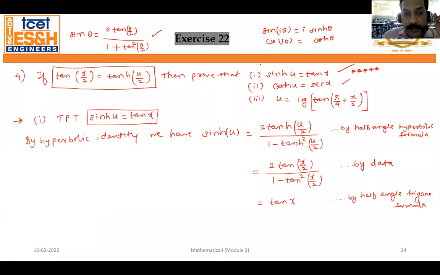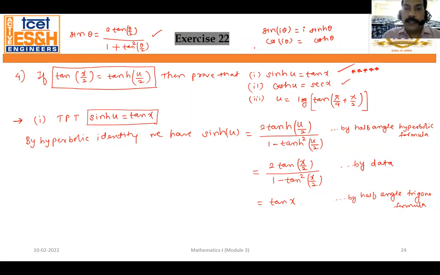Done. In fact, out of these three results, the very first result, sin hyperbolic of u is equal to tan x, is itself important to prove. This result is very important. Once you prove this result, the rest of the two results are automatically obtained. Okay. Is this understood, everybody? How sin hyperbolic of u is proved as tan of x?